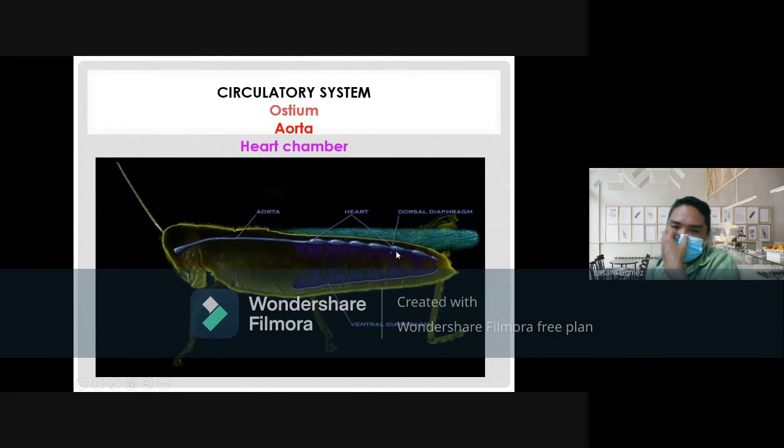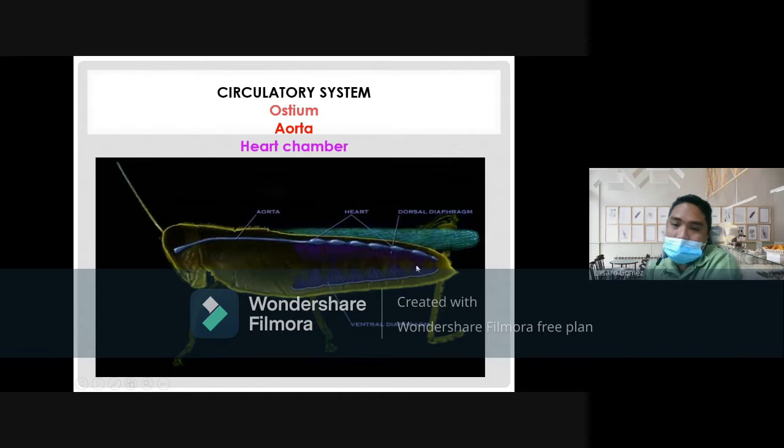The second to the last is the dorsal diaphragm, and then there is also the ventral diaphragm. The dorsal diaphragm is in the upper chamber of the insect's abdomen, while the lower chamber of the insect's abdomen is what we call the ventral diaphragm. This is where it distributes the blood in insects.